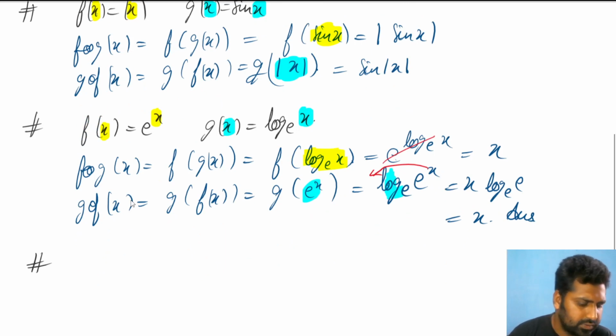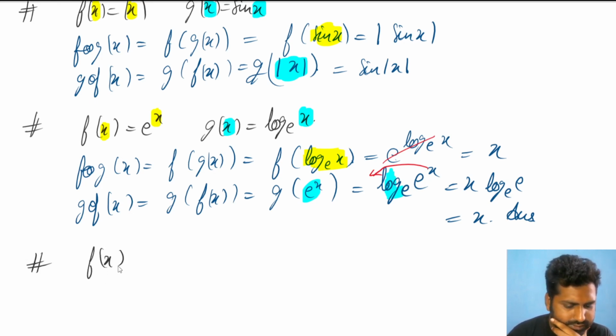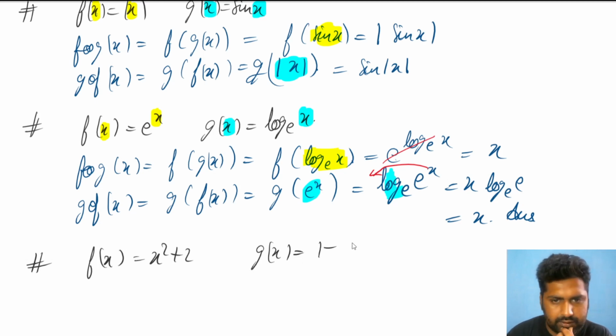One more example. Let's complicate things. f x, slightly we can complicate. f x is x square plus 2. g x is 1 minus 1 upon 1 minus x.